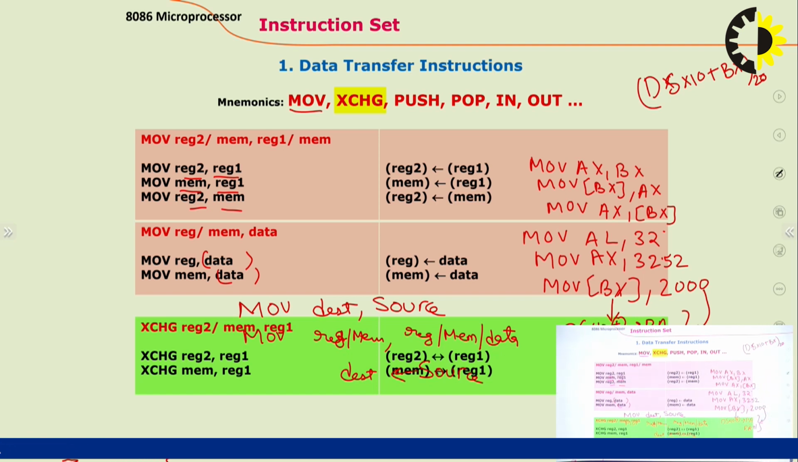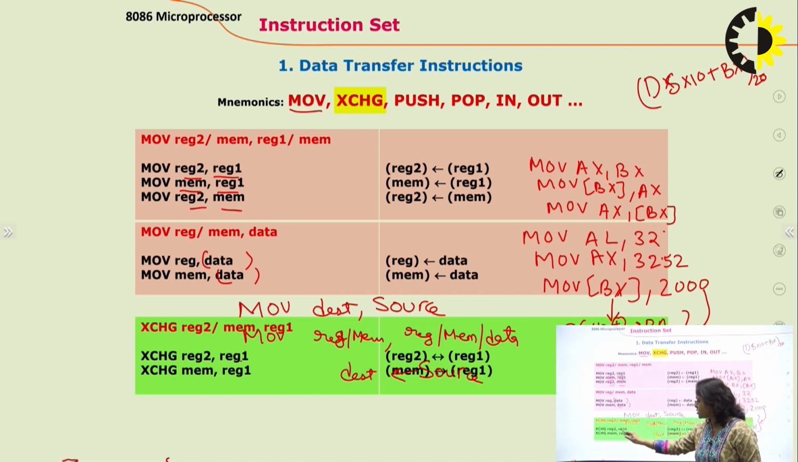Move operation simply copies source to destination, whereas exchange interchanges the content of two locations. That is, in exchange, the value of register or memory are interchanged. Like if both the operands are register 2 and register 1, then the content of register 1 will be copied to 2 and vice versa. Whereas if the destination is memory and the source is register, then it simply copies the content of register to memory location and memory location to register.